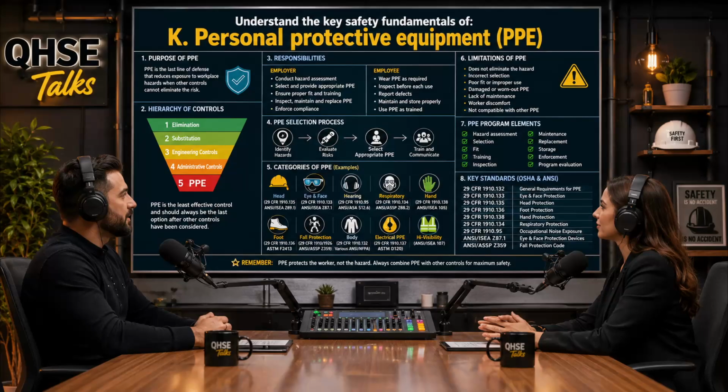We rely on a specific metric called the arc thermal performance value, or ATPV. The ATPV is measured in calories per square centimeter. A calorie, in this context, is a measure of thermal energy. Right. To put it in perspective for the listener, exposure to just 1.2 calories per square centimeter for 1 second will cause the onset of a second-degree burn on human skin.